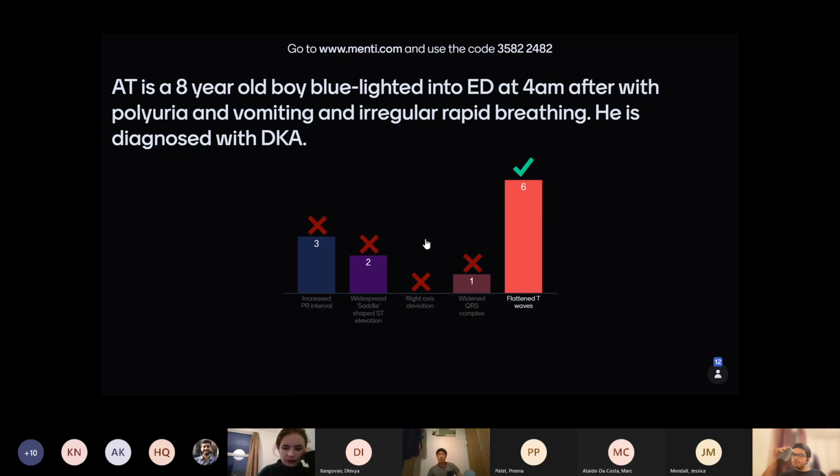Hypokalemia, fantastic. And can anyone offer why we're worried about hypokalemia or what in our management of DKA causes the hypokalemia? Very well done, Roger. Well done, Jordan. Both of you are spot on.